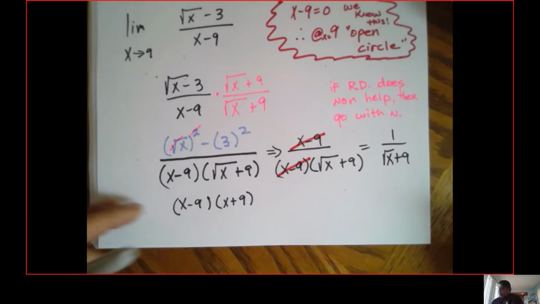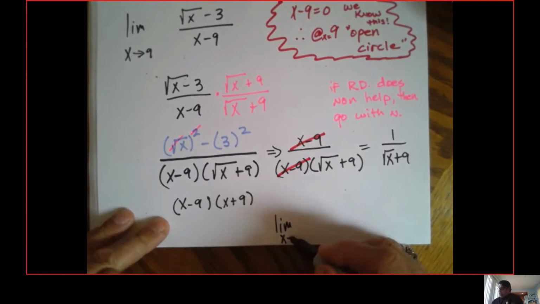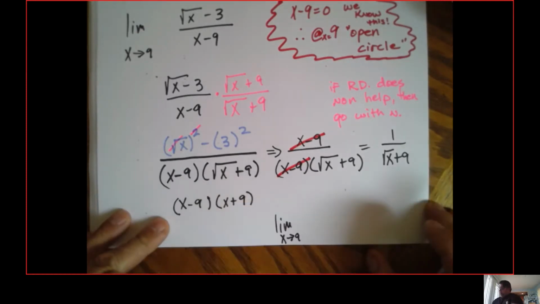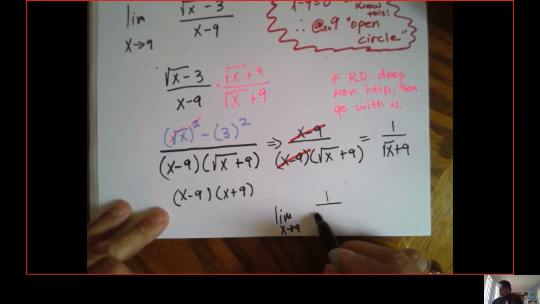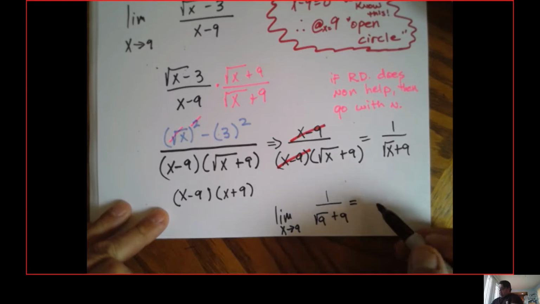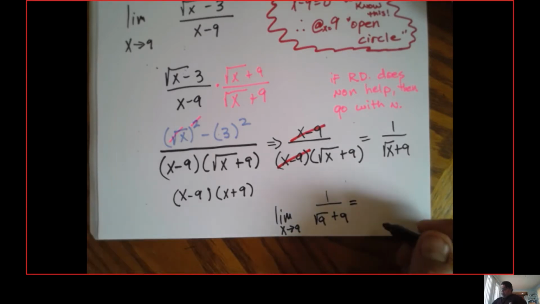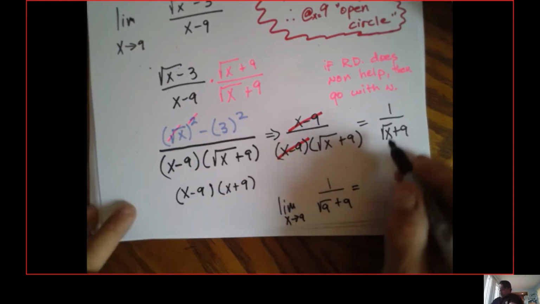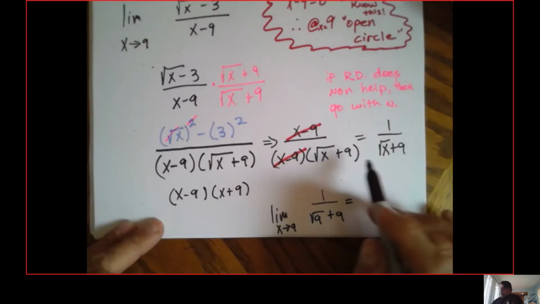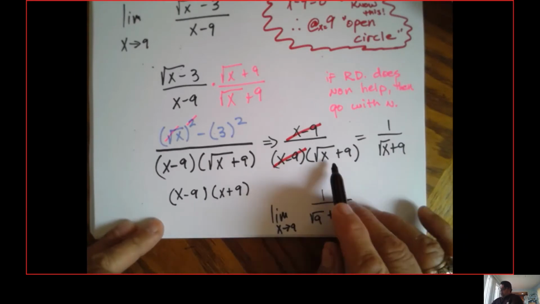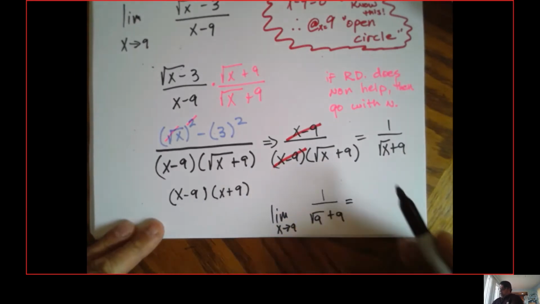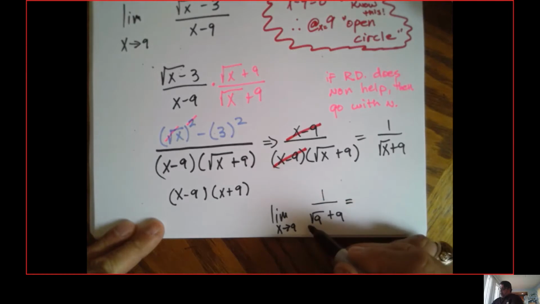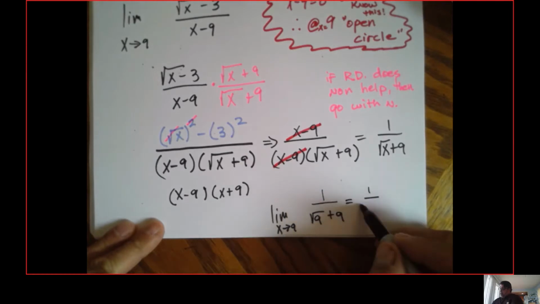So now we're going to do the limit as x approaches 9 of 1 over the square root of x plus 9. Oh, 3. I'm sorry, I'm going all over the place here. Okay, I'm sorry. And that's going to give you 1 over the square root of 9, which is 3, plus 9, which is 1 over 12.